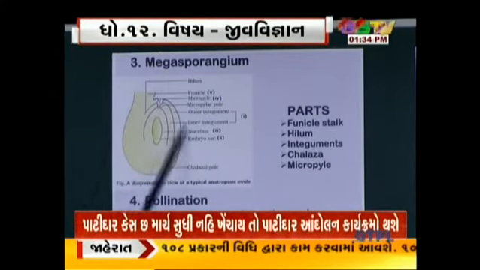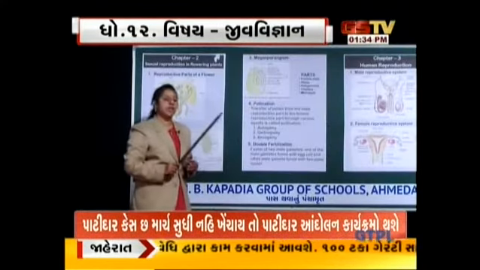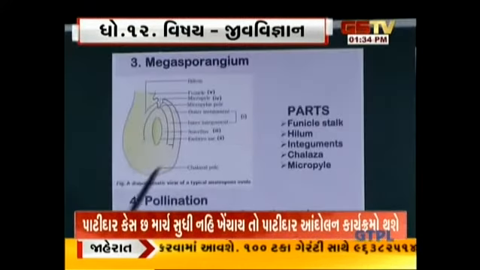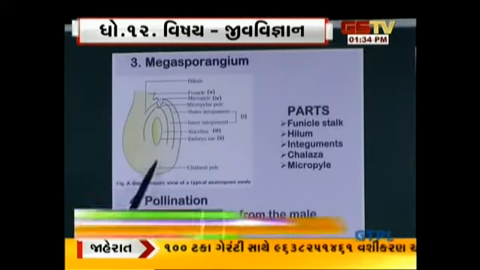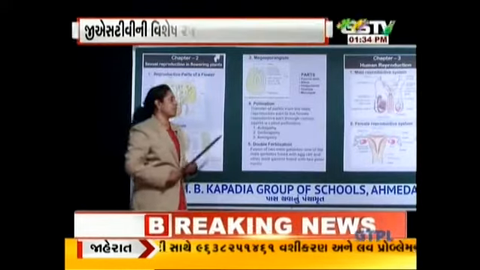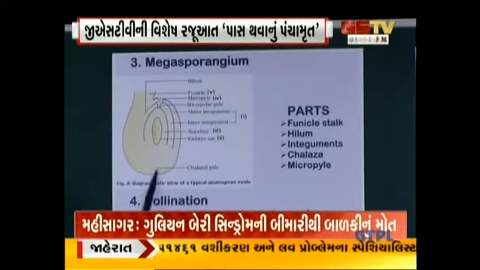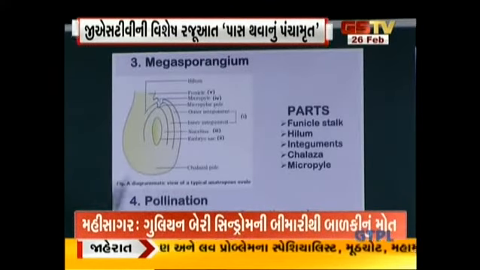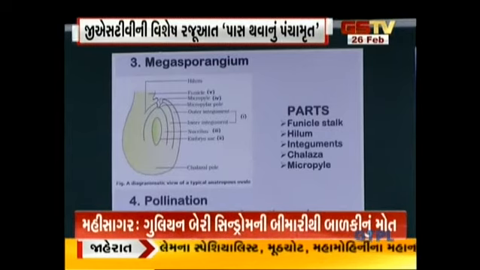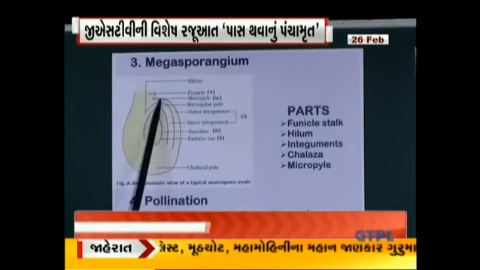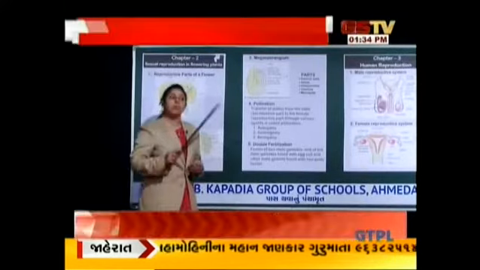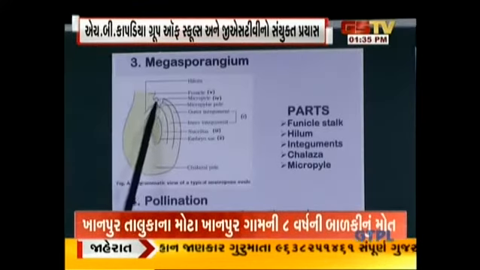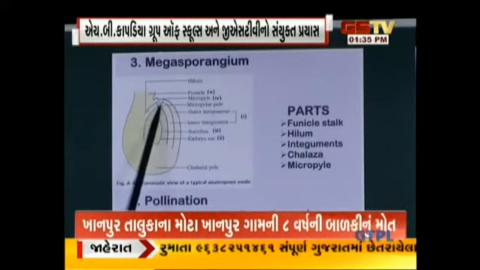Now integuments. Integuments are protective layers. They are normally 3 to 4 layered. Then there is chalaza. What is chalaza? Chalaza is the base of an ovule or the base of a megasporangium. And opposite to chalaza, there is one more end which is called micropyle. Here you can find that there is a small gap. This region is called micropyle.